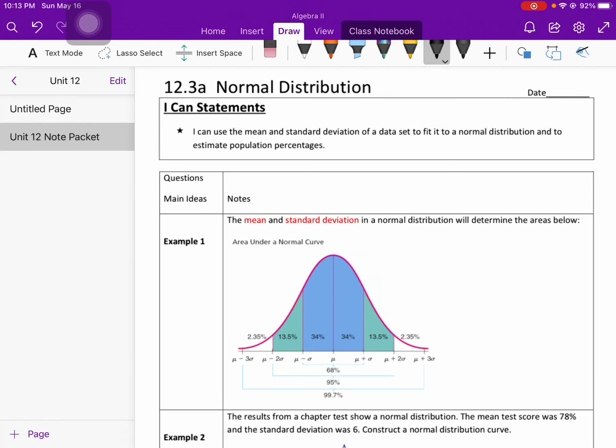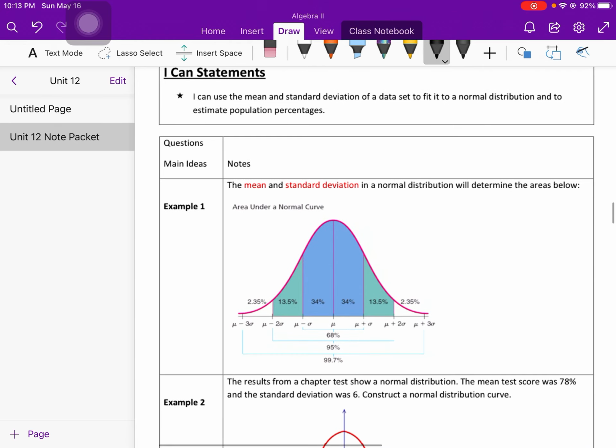Hey guys, welcome to 12.3a, normal distribution. With this lesson, we're going to be looking at what is called the normal curve, and we're going to be looking at the percentage breakups depending on a given population, looking at the mean at the very middle, and then so many standard deviations out.